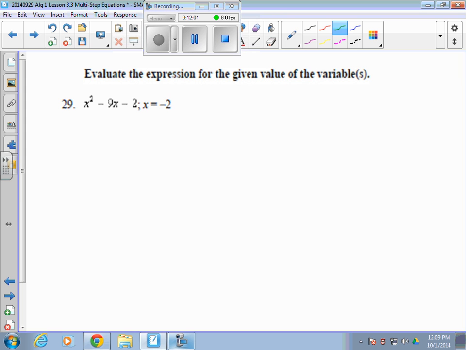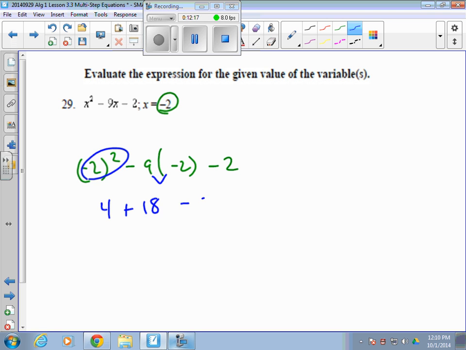And number 29 says to evaluate the expression for the given variable when x is negative 2. Negative 2 in place of x: x squared minus 9 times negative 2 minus 2. Square negative 2, that means negative 2 times negative 2, which is 4. Negative 9 times negative 2 is plus 18 minus 2. 4 plus 18 we know is 22. That minus 2 is 20.